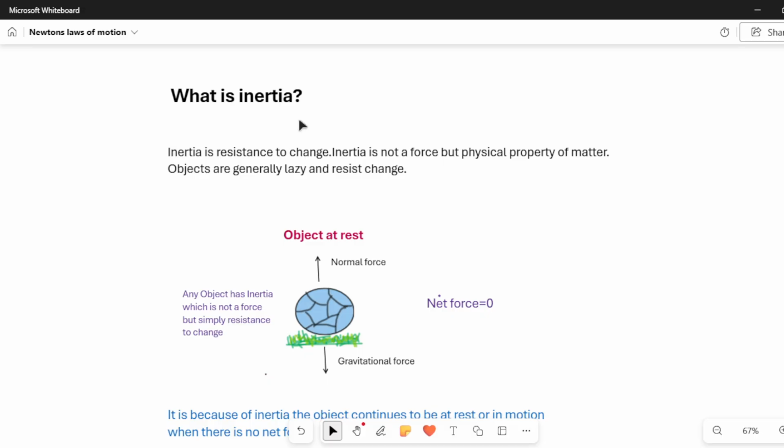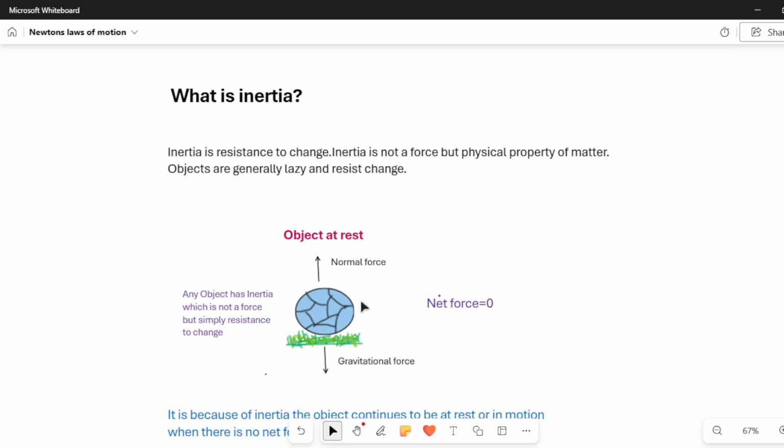What is inertia? See, inertia is nothing but the resistance to change. It is actually not a force, but a physical property which is possessed by any matter in this universe. So, what is matter? Matter can be solid, liquid, gas, plasma. All these are considered matter. So, inertia is the resistance to change, the physical property possessed by any matter. Matter resists change. If you try to do something to this matter, the matter will resist the change. It will not give in easily. That resistance is what we call inertia.